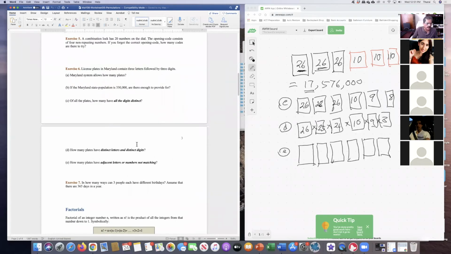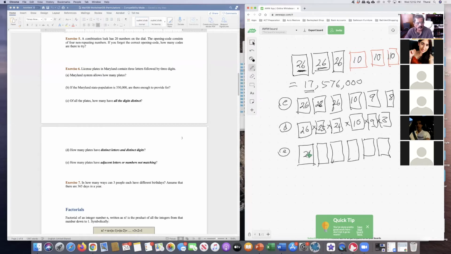So we're at part E. How many plates have adjacent letters and adjacent numbers not matching? Can somebody tell me how many ways there are to fill the first box now? The first box, you're open to put anything in there, any letter. So 26. Only for the second one, you have to think, the adjacent letters cannot be matching. So how many ways are there to fill the second one? 13? No. You're going down to half.